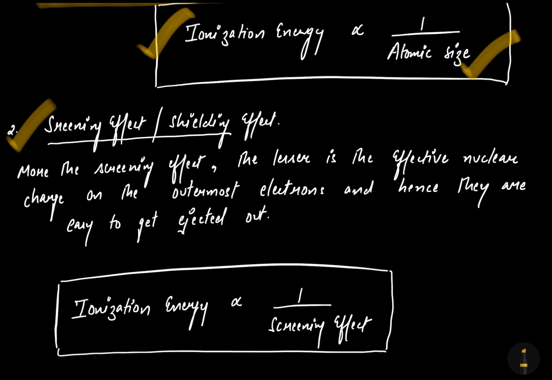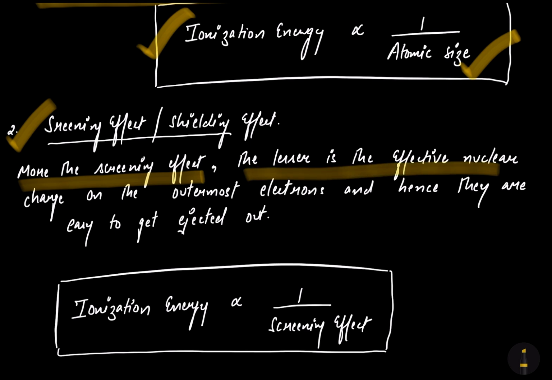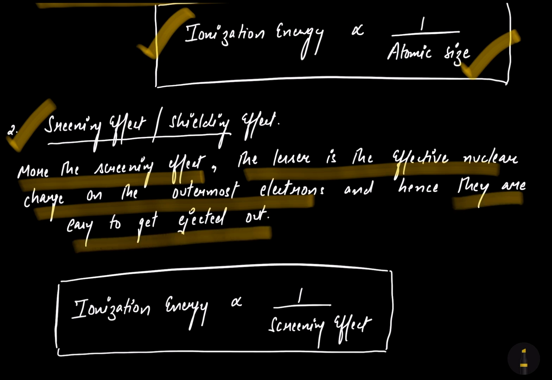We have done this effect in the previous lecture videos. You can go back and see those lectures to understand this topic more clearly. Now, the more the screening effect, the lesser is the effective nuclear charge on the outermost electron, and hence it is easy to get ejected out. That means if the screening effect is greater, the outermost electron will feel less effective nuclear charge, so less energy is required for that electron to get ejected out. So we can say that ionization energy is again inversely proportional to the screening effect.